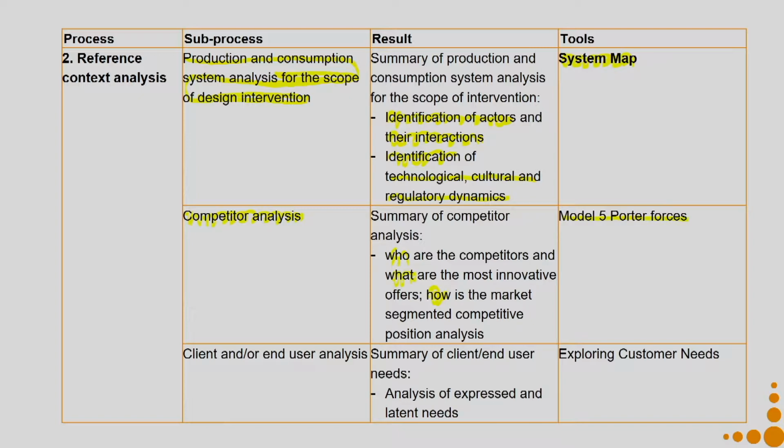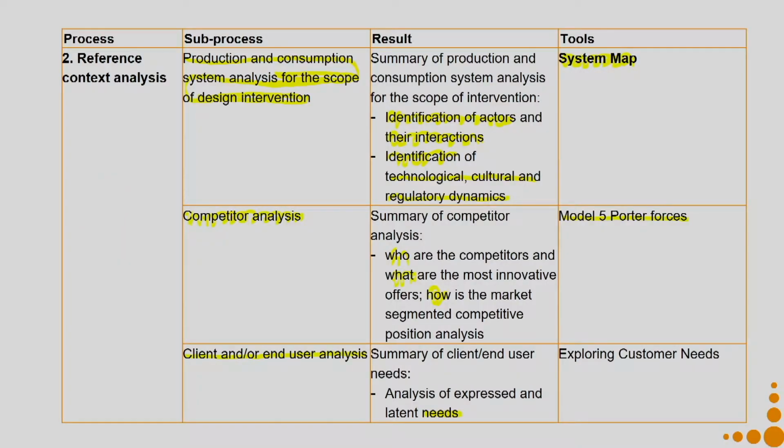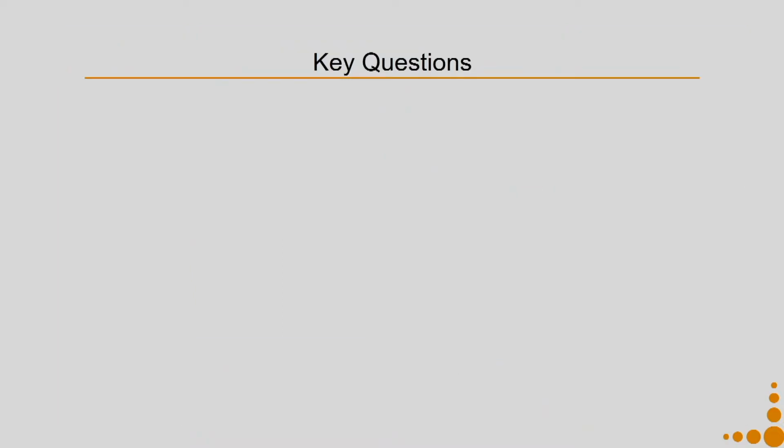Then my next sub process is client and or end user analysis. Why is this done right now? Because now I know my scope of intervention, I also know my competitors. I again do my analysis of my users, the consumers. Client and or end user analysis means the analysis of the customer, so that I know their needs. So analysis of their expressed and latent needs. The needs might be expressed explicitly by a customer, and there might be certain needs which are not expressed clearly but are latent needs, which I do by using an exploring customer needs tool. So let's see how these tools work.